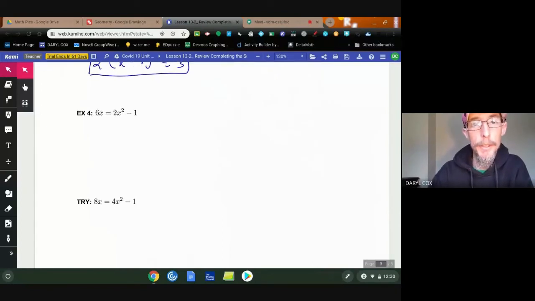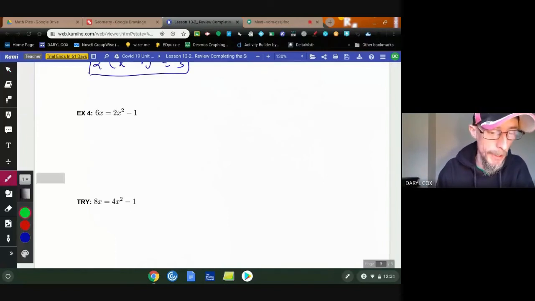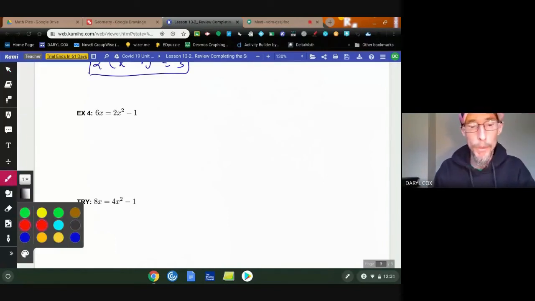Let's take a look at this one. Notice the way this one's written. Things are a little off here. So I'm going to rewrite this one in a different way. I don't want my 2x squared over here. I want it on the other side.